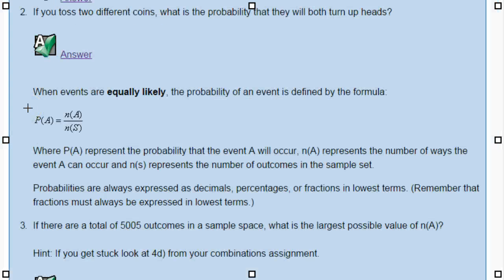Let's take a look at the question that we looked at a moment ago. Here we have capital P(A). That's the probability that event A occurs. The probability that event A occurs is equal to the number of ways that A can occur divided by the total number of outcomes in the sample set. So P(A) is equal to n(A), the number of ways that event A can occur, divided by n(S), the total number of outcomes in that sample set.